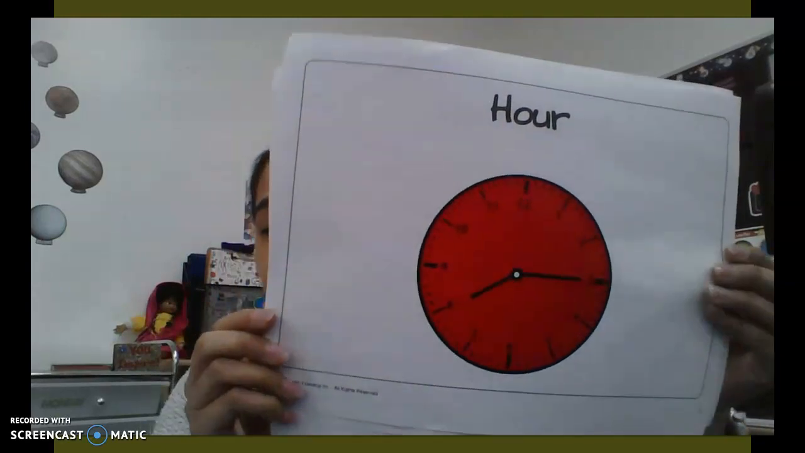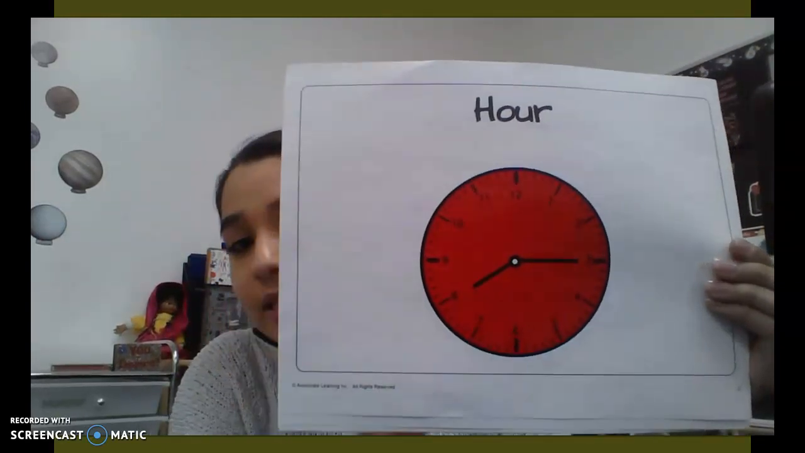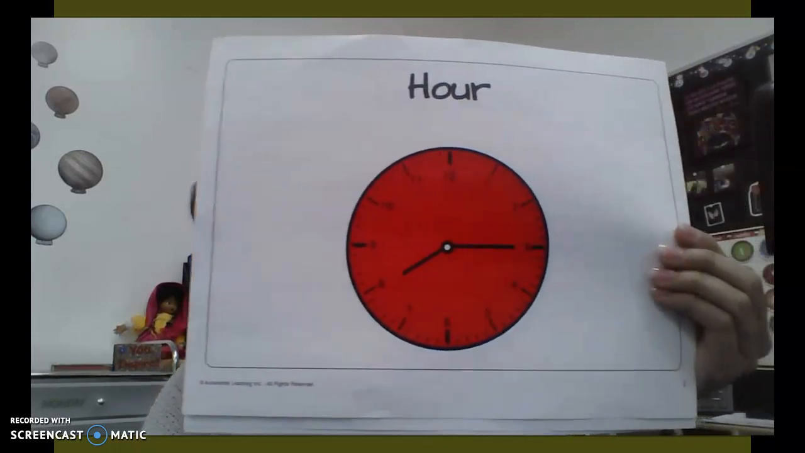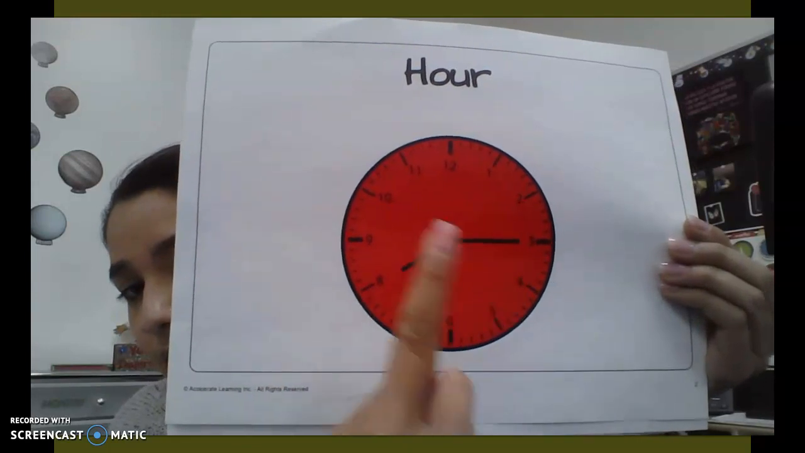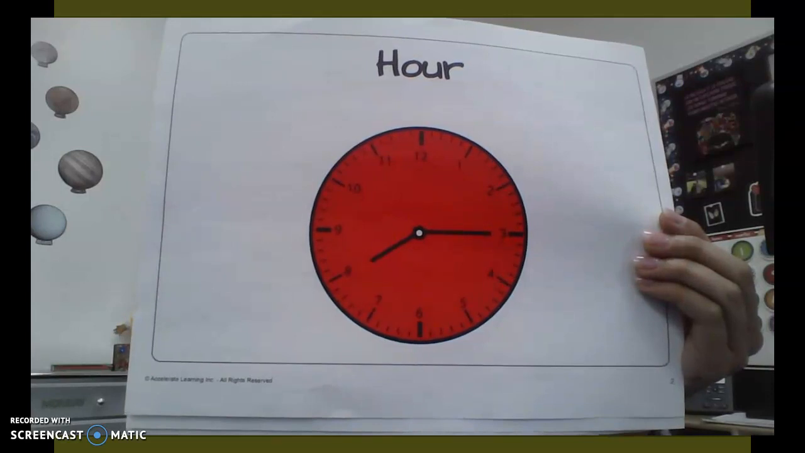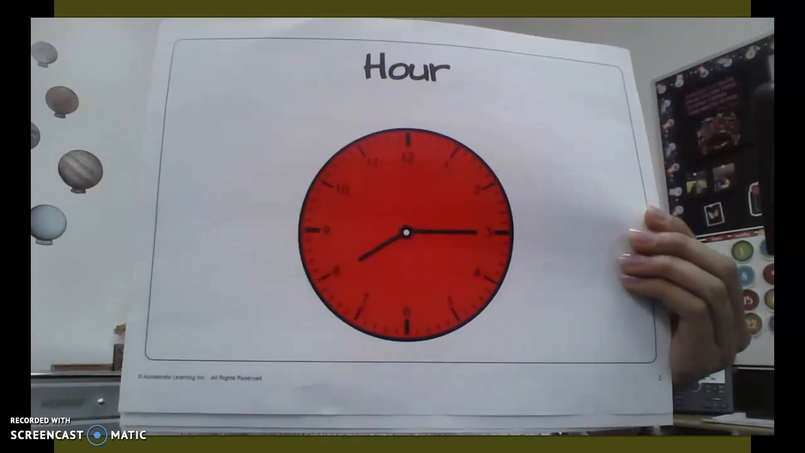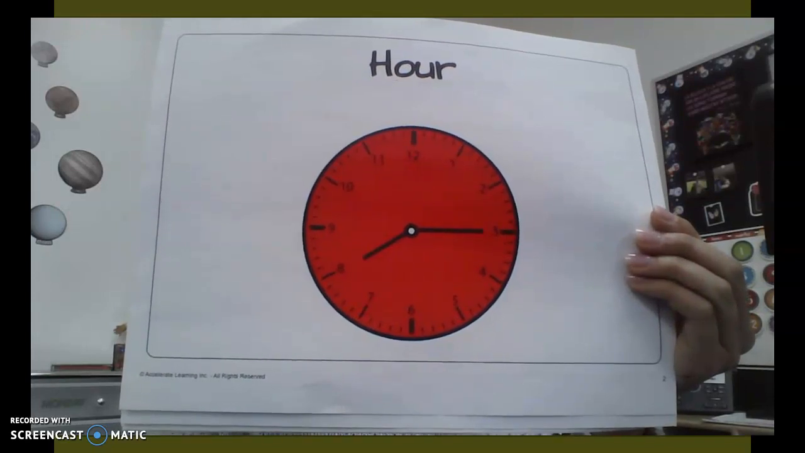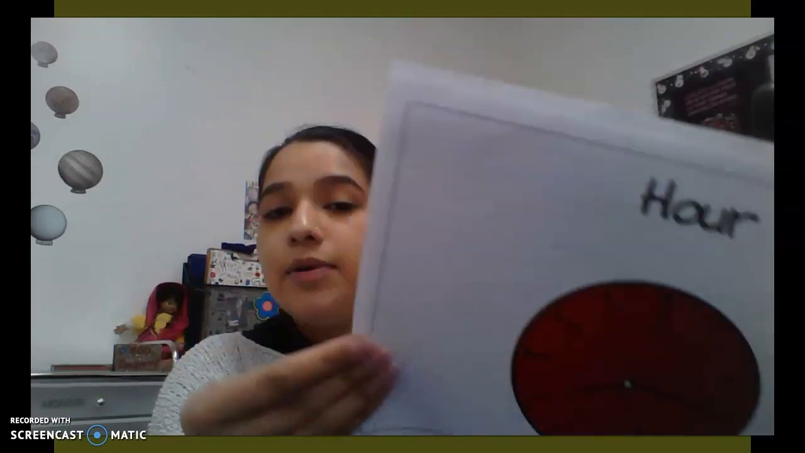So hour is the first number we see. Or if you see this picture, you see that the whole clock is covered. So that means that we always refer to the hour first. So you always say the number of the hour first when you're reading the clock. Go ahead and see what the hour hand looks like.